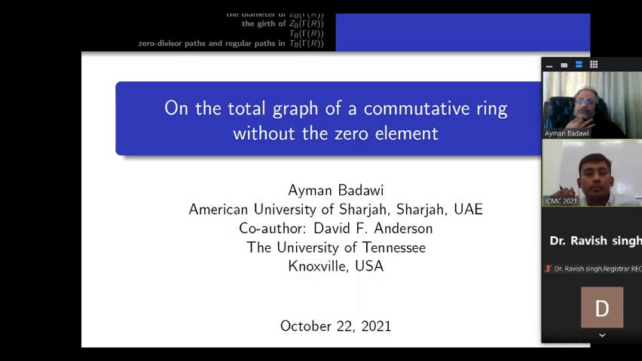Anyway, this is a talk about total graph of a commutative ring without the zero element. Let me get to it. Let's see, because I am in full screen, I think this way the arrows will work to go to the next page, or how do I go to the next page using the direction keys? Yeah, I'm trying that, but I don't know why it's not working.